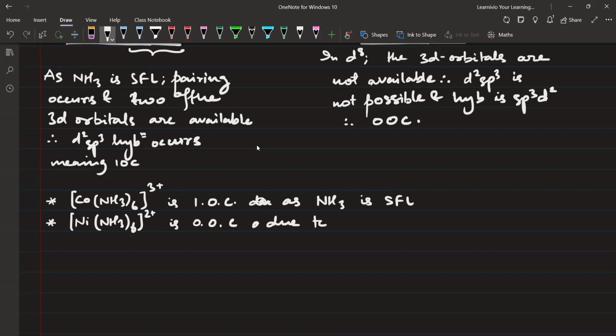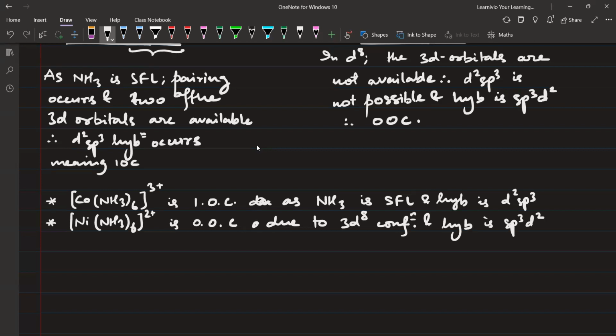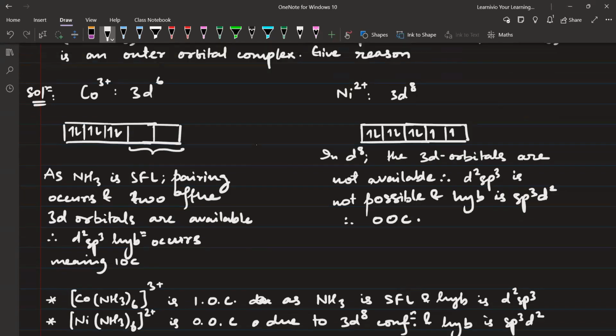due to d8 configuration. आगे क्या कहते हैं? And hybridization is d2sp3. And hybridization is sp3d2. Done all of you? हाँ लिख लिया होगा ना, ये तो छोटा सा सवाल था.